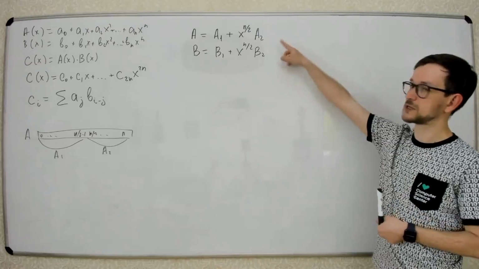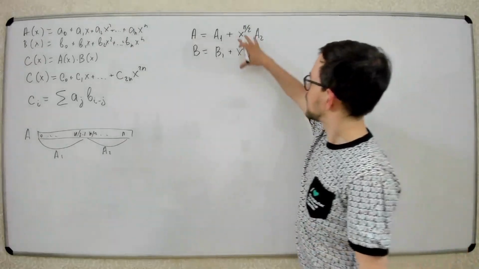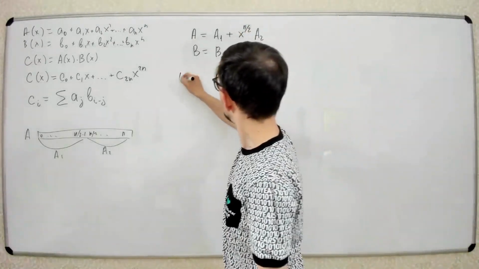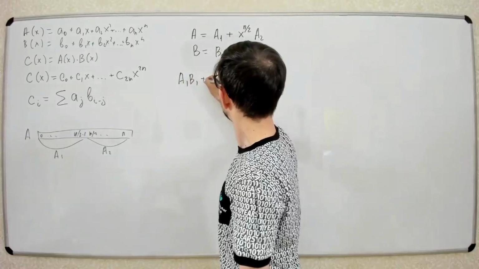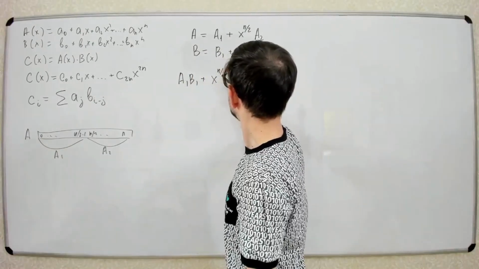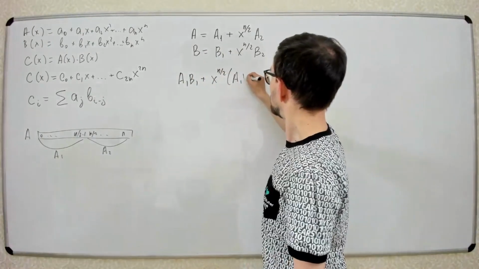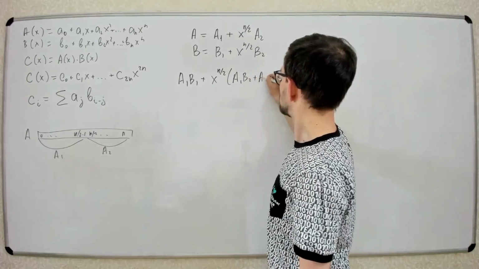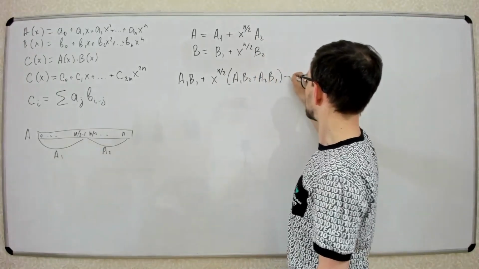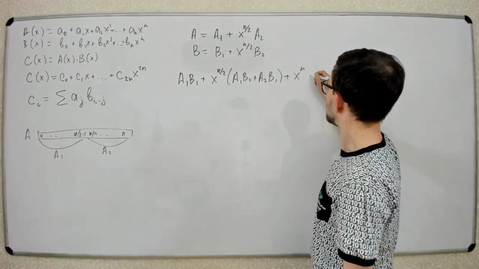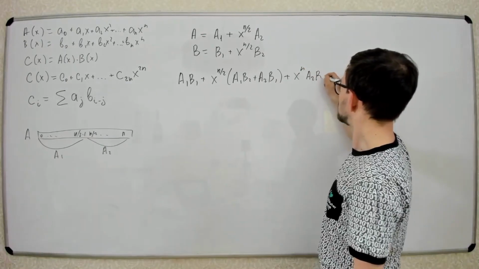Now, what happens if I multiply these two? If I multiply these two things, I will have something like A1 B1 plus x in power n over 2 times (A1 B2 plus A2 B1) plus x power n times A2 B2.